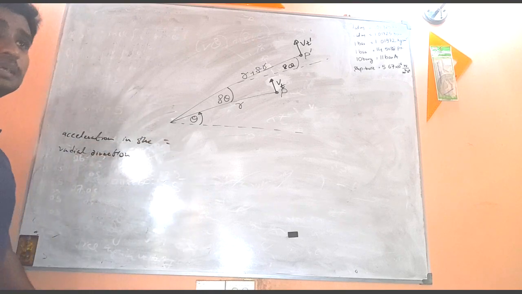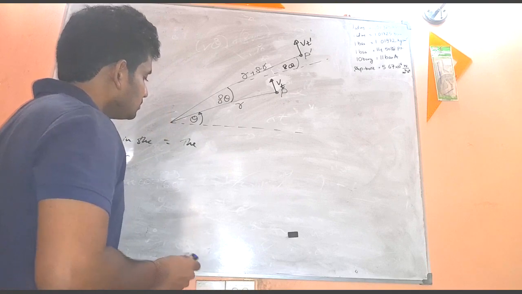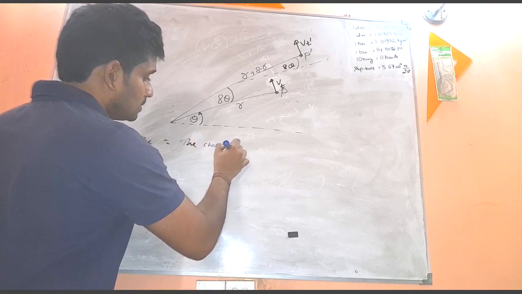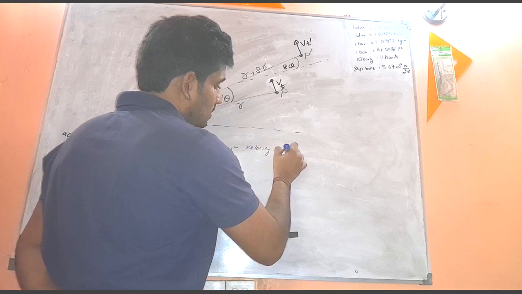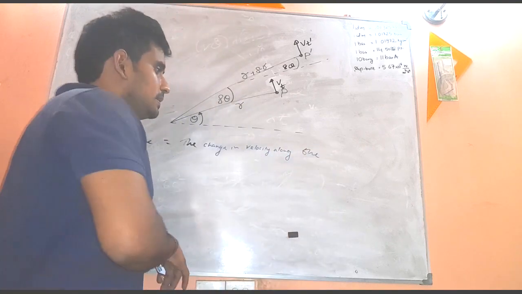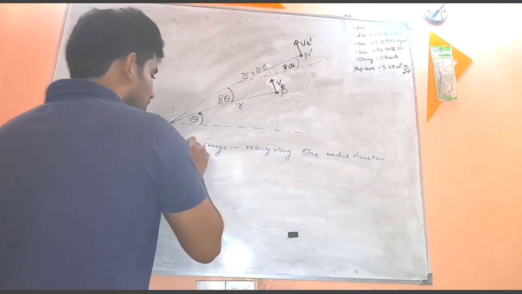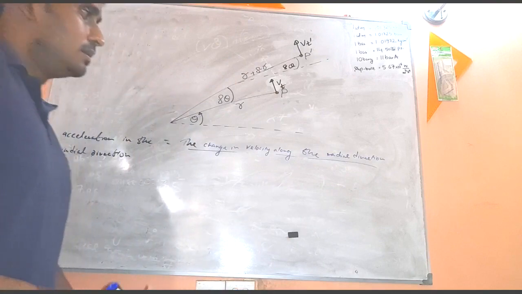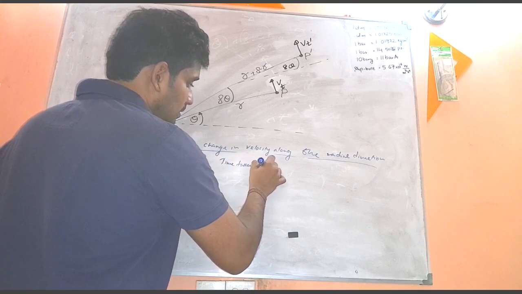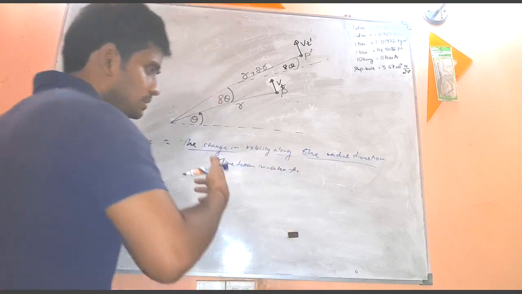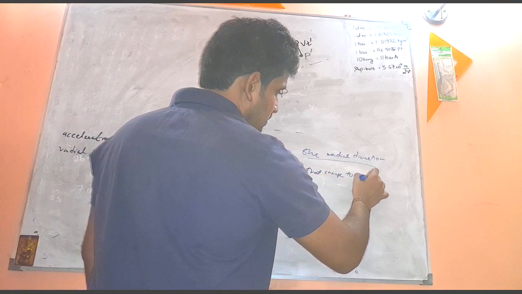Right. So that equals the change in velocity along the radial direction, divided by the time taken in order for that change to take place, right?